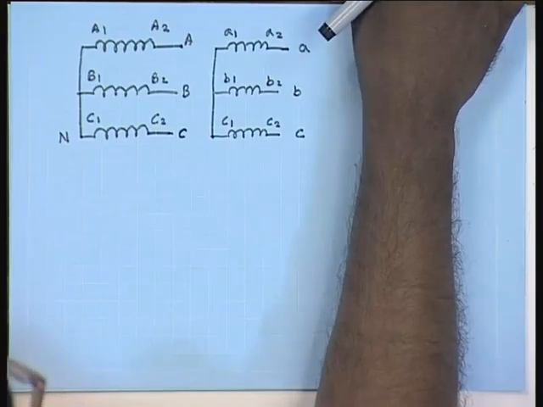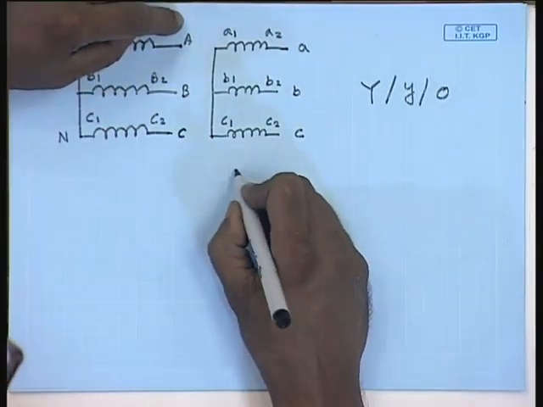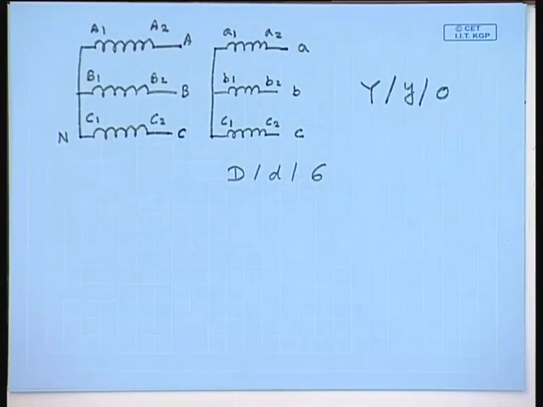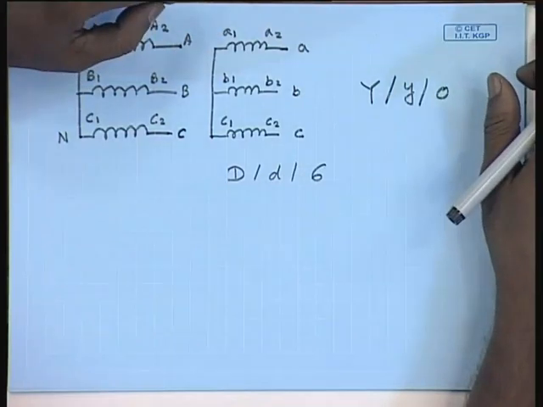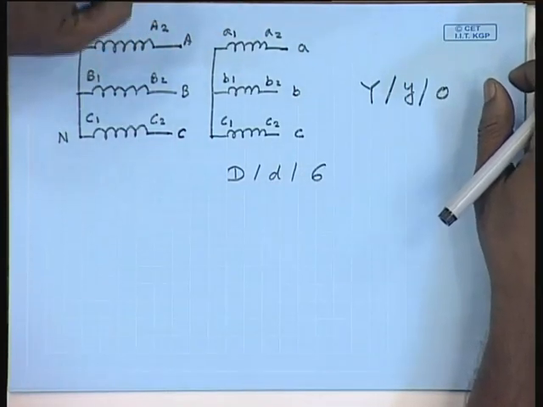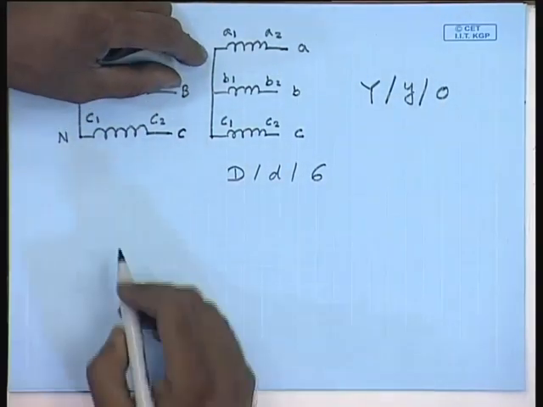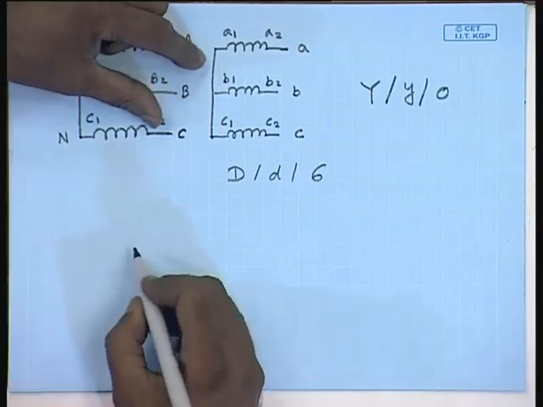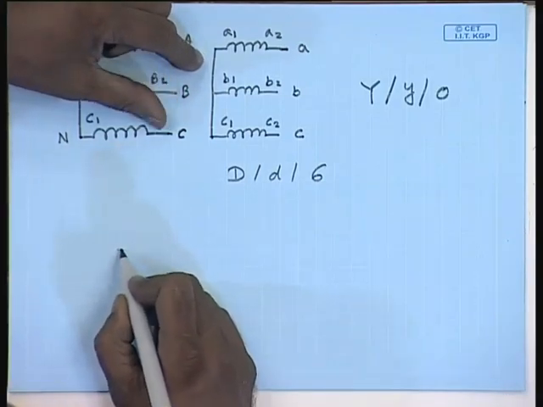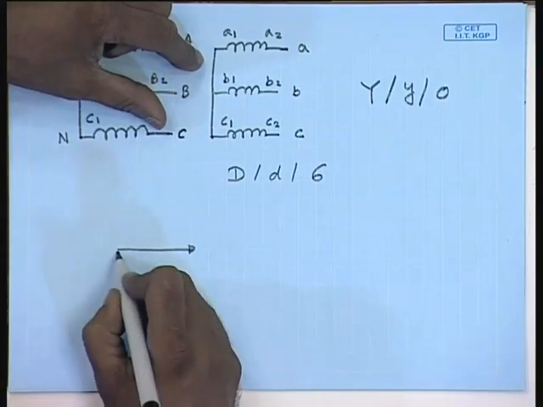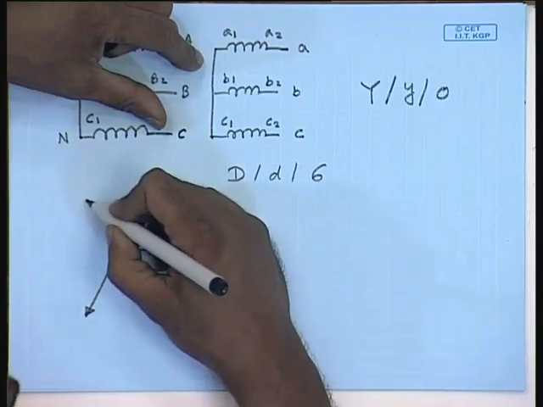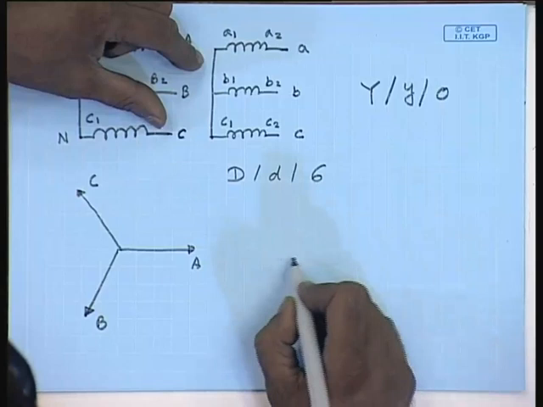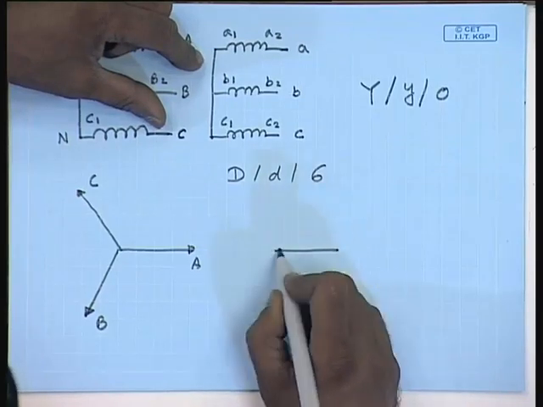Next, let us try to do the same thing with a 6 connection. Let us say DD6. What does DD6 mean? That is the line to neutral phasor of high voltage side and low voltage side should be in phase opposition. So, let us again see, this is the line to neutral phasor of the high voltage side A, B, C. Then the low voltage side we want it to be like this.